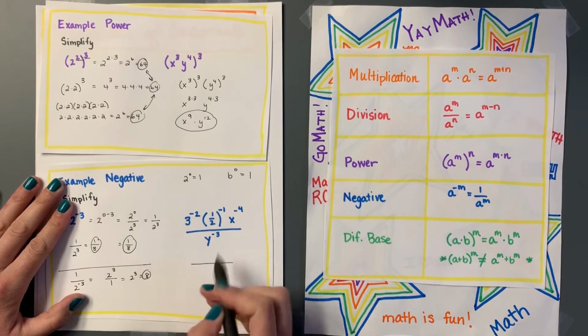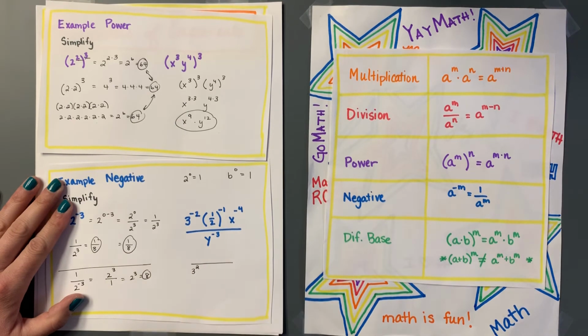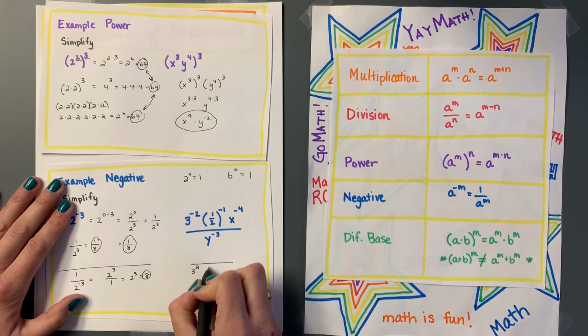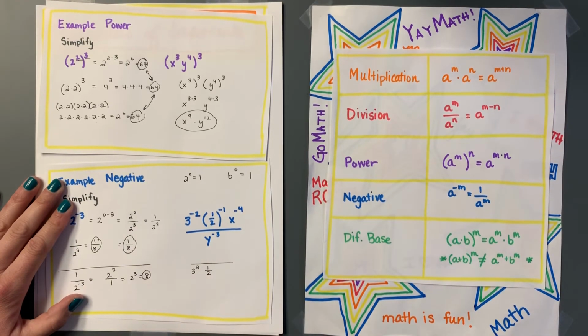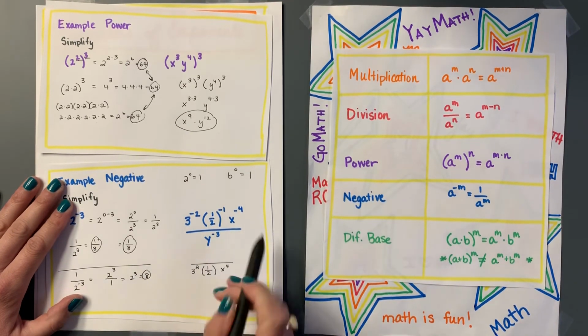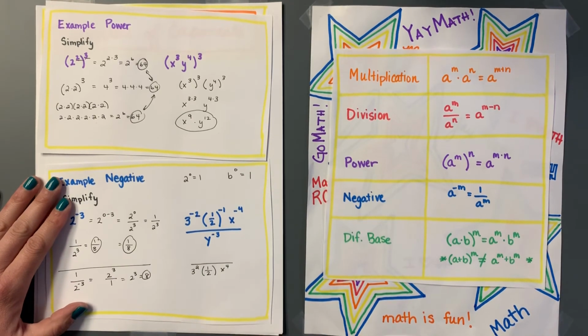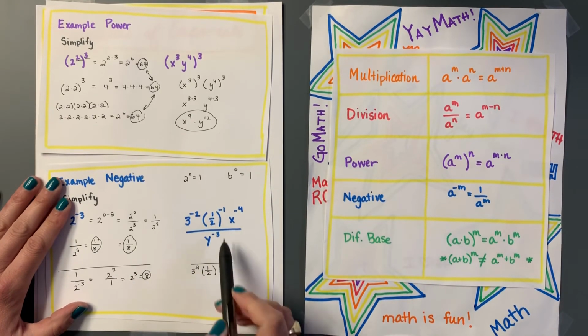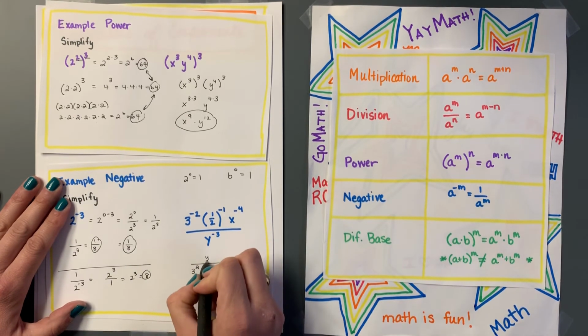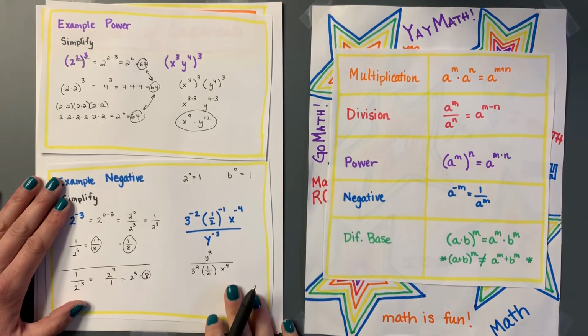So 3 to the negative 2 should become 3 squared in the denominator. 1/2 to the negative 1 should become 1/2 in the denominator. X to the negative 4 should become x to the 4 in the denominator. So now I'm done moving things from the numerator to the denominator. Now I'm looking at the denominator, y to the negative 3. That needs to go to the numerator as y cubed.